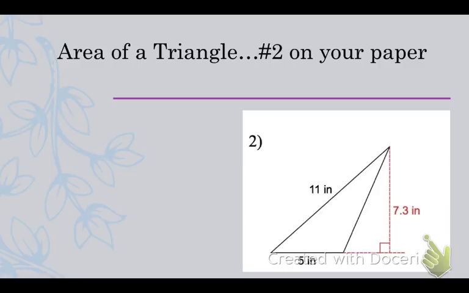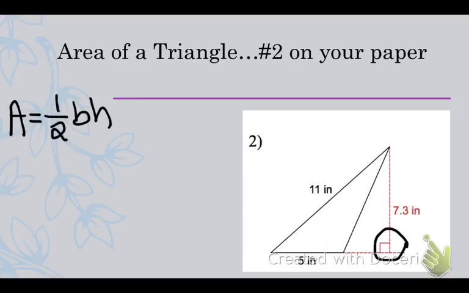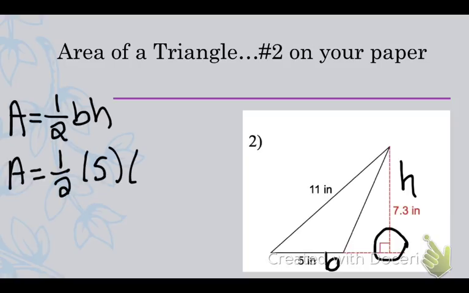So, first thing, A equals 1/2 BH. From there, we're going to label again. So again, base and height connected by that right angle. So 5 is the base, 7.3 is the height. So we need to substitute into our numbers. So A equals 1/2, base is 5, times 7.3.